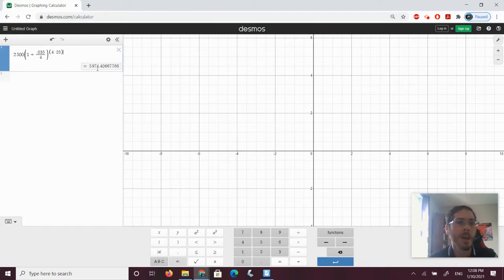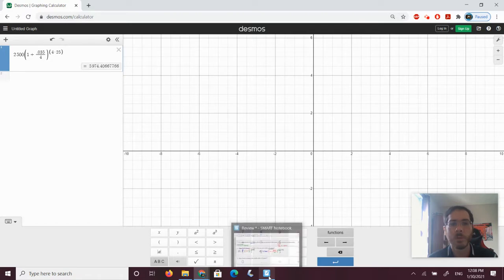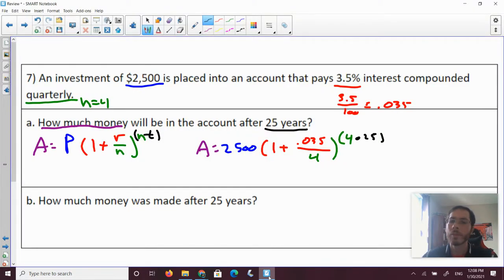So we get $5,974.41. It's totally fine to round that to the nearest dollar, so you could write $5,974 if you want, because again, we're dealing with how much money after 25 years. 41 cents probably not going to make too much difference over 25 years.